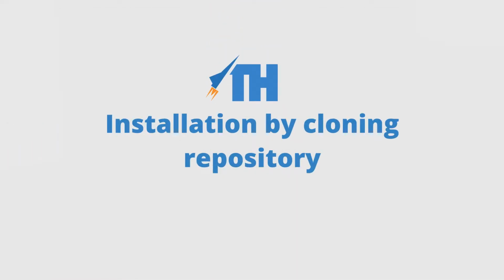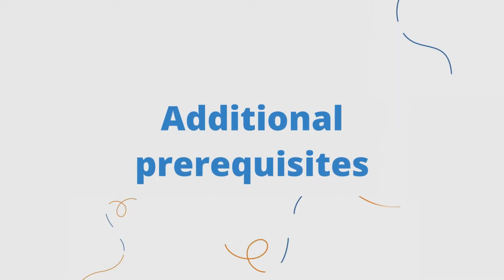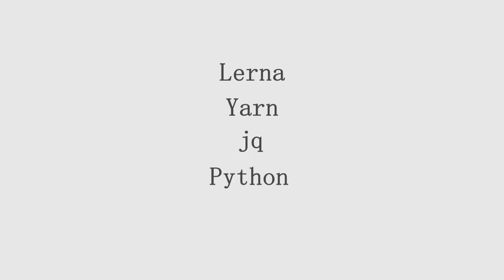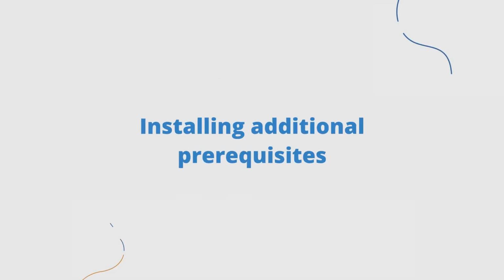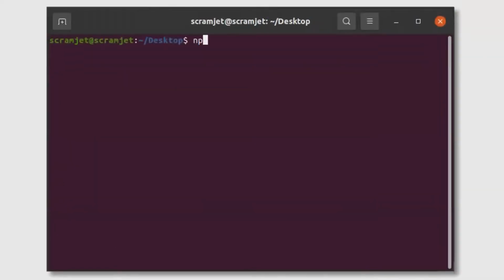This installation method is intended if you wish to contribute or build Transform Hub from source. To successfully build STH, you'll also need Lerna, Yarn, JQ, Python, pip. Let's install them. You can find the commands in the description.